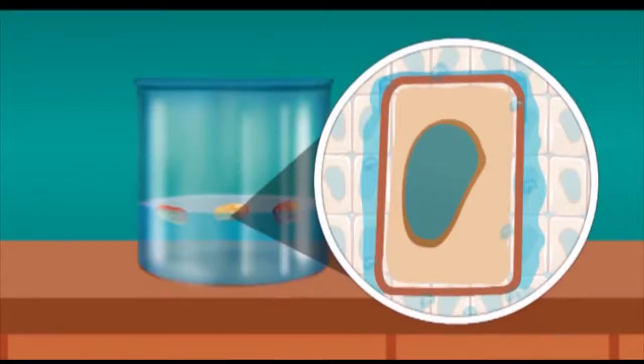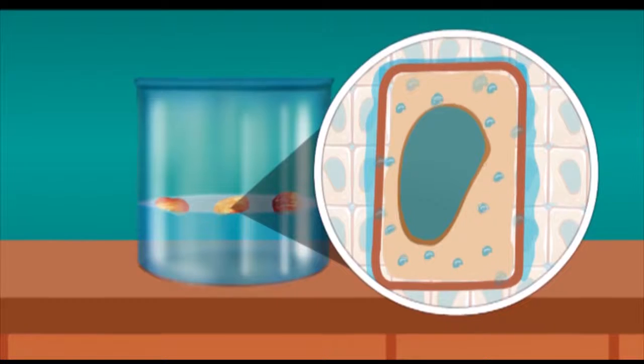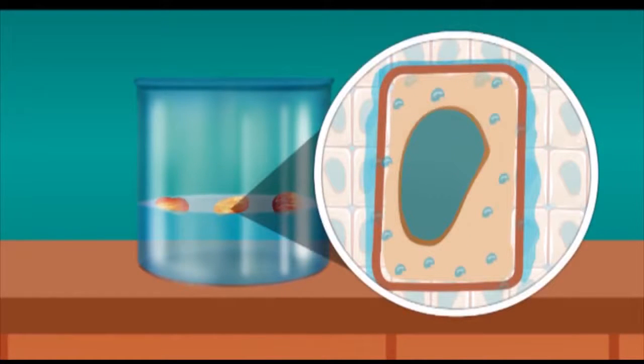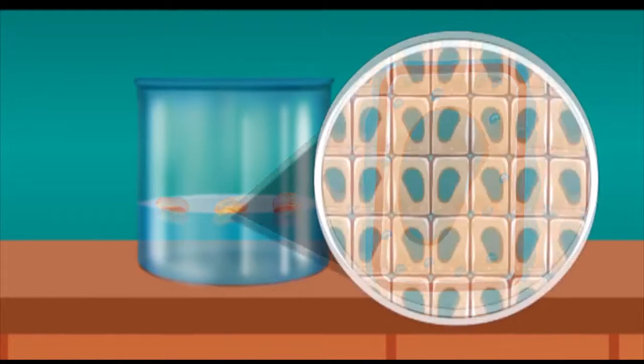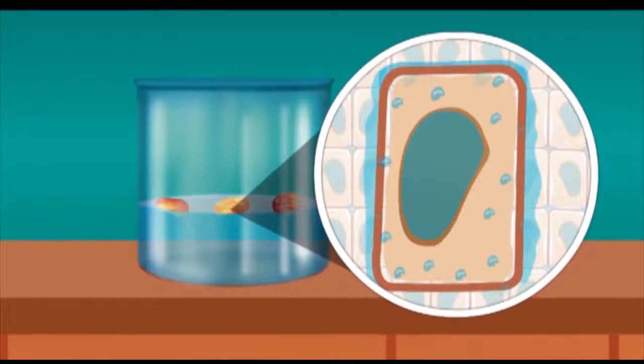Unlike an animal cell, the plant cell that is placed in hypotonic solution does not rupture. This is because plant cells have a rigid cell wall around the plasma membrane. The cell wall prevents the cell from rupturing. Upon swelling with water, the cell becomes turgid.